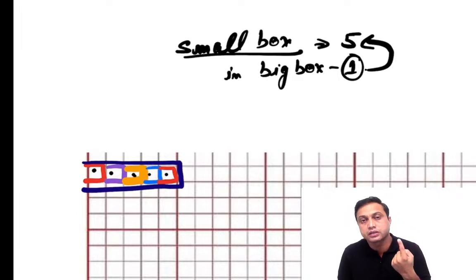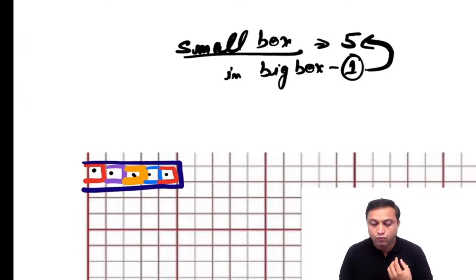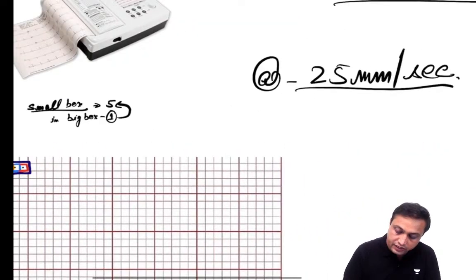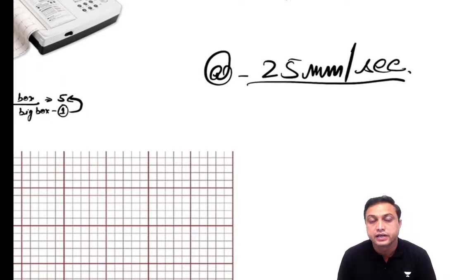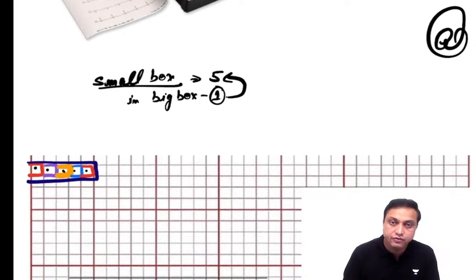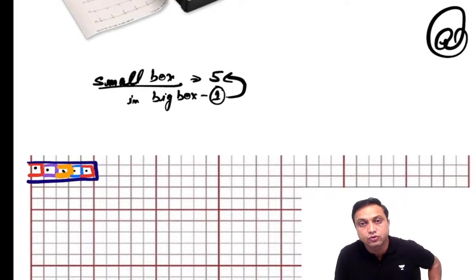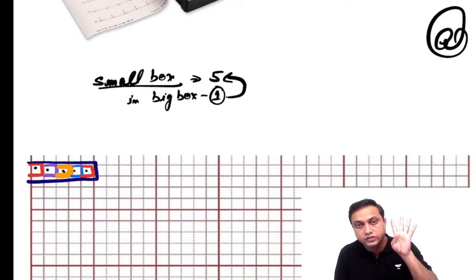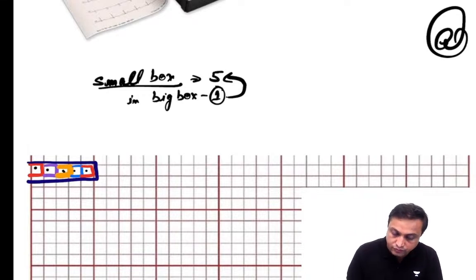First, you have to remember the speed of the ECG. What is the speed of the ECG machine, beta? The speed of the ECG machine is, it is running at a speed of 25 millimeter per second. And secondly, my dear friend, you just have to remember the size of the boxes and how many boxes are there in one big box. In one big box, there are 5 small boxes, or 5 small boxes together make one big box, right?